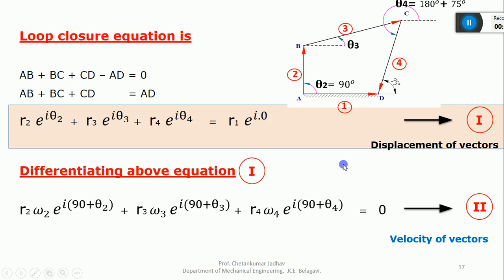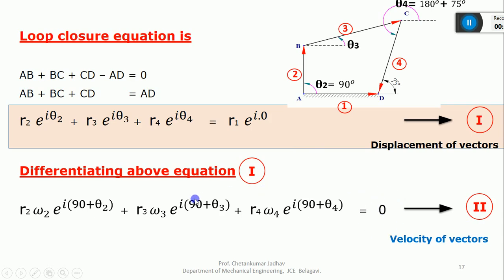Since omega is 0, you can see the first link. This is nothing but the displacement of the first vector. Since it is fixed, it is not moving. Its angular velocity will be 0 because it is fixed. It cannot move. It means the angular velocity of the first link, that is omega 1, is 0. You substitute omega 1 as 0 after differentiating this one. When you differentiate this one, you'll get r1 omega 1 e raised to i(90 plus 0). So the value of omega 1 is 0, so the entire value will become 0.